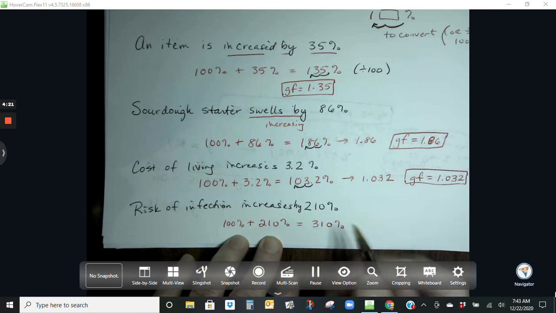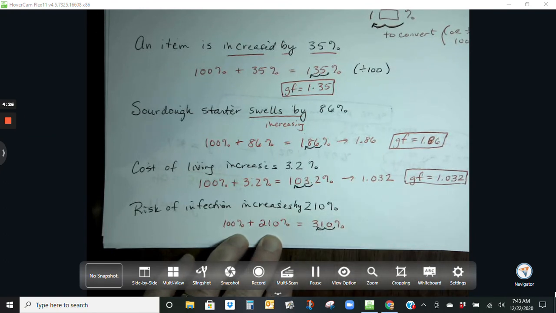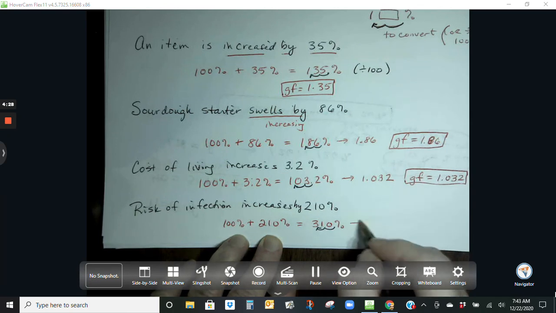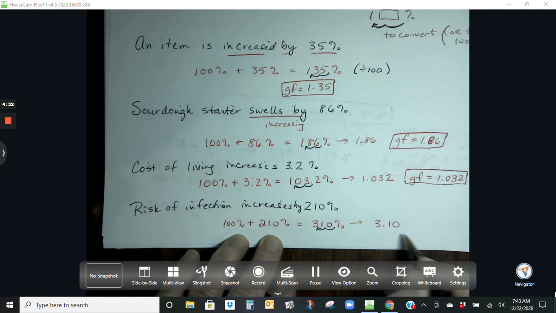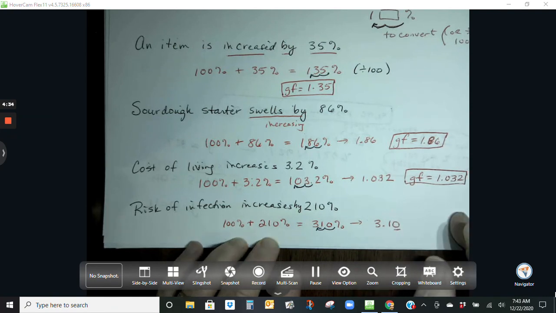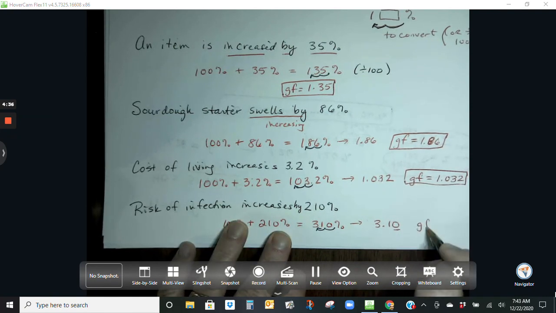My decimal point is here. Move it 2 places to the left or divide by 100. And that becomes 3.10. This trailing zero here is probably not critical, but I'll leave it there. So my growth factor is 3.10.